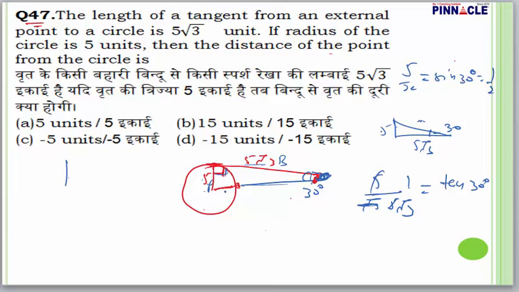So x would be equal to 10. X, that is the entire, this would be equal to 10. This is 5, then this would be 5, because the total is 10. So the answer would be 5 units. A should be the answer.